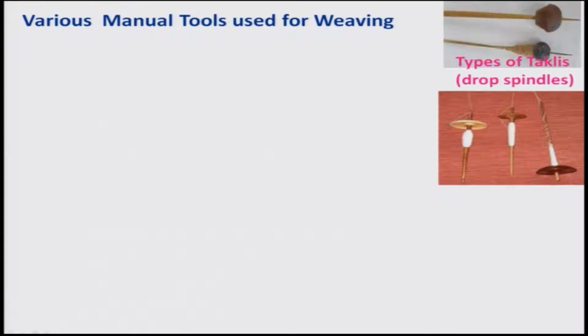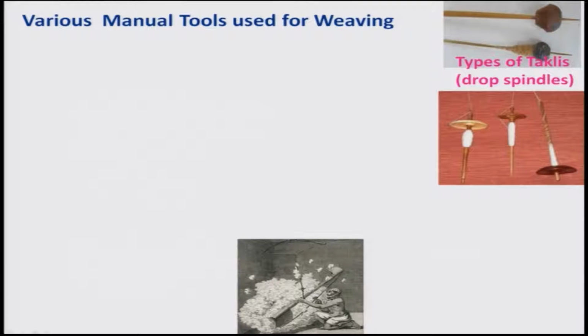Let us look at the various tools used for weaving cloth manually, and I will show you some of them. This is a kind of spindle, which we call a drop spindle, and in Hindi it is known as takli. There are various kinds in the country, but the basic principle remains the same: it moves around and yarn is produced from the cotton. There is also a very old instrument, some arrow kind of thing, which we will discuss a little later.